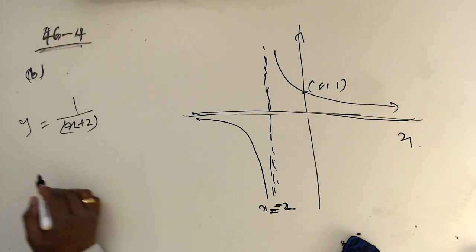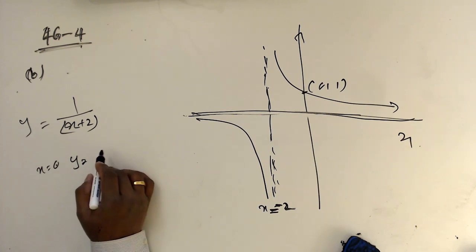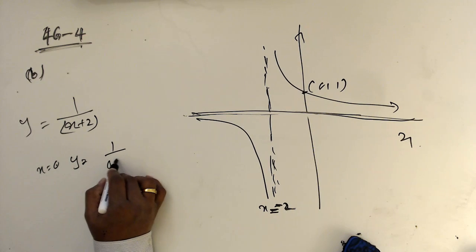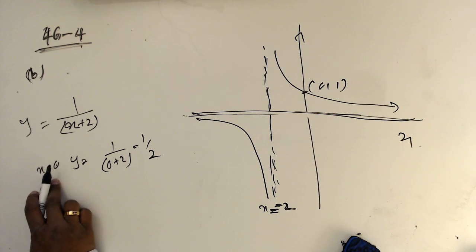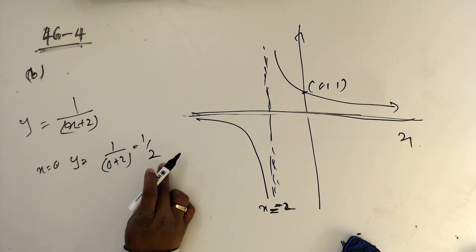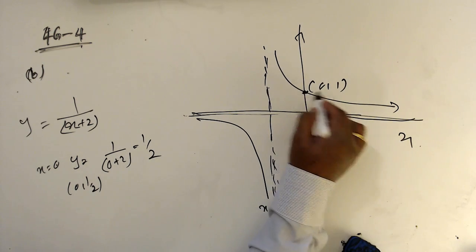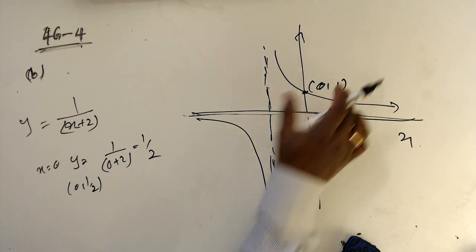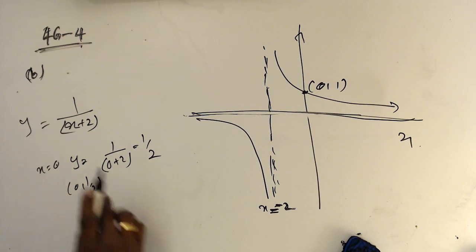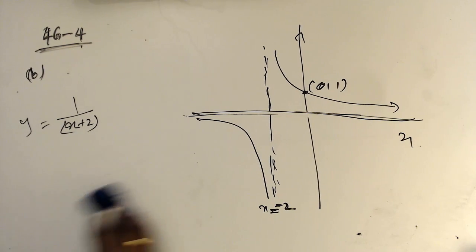I know the x value. When x equals 0, I will find y. Here, 1 over 0 plus 2, because x equals 0, which is half. When x equals 0, the y value is half. So 0, half. But it is 0, 1. So those two coordinates don't match. It means there is something wrong in my guess. Then I will give a different guess.